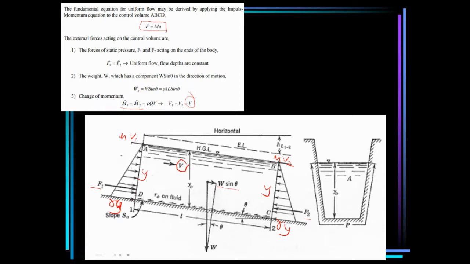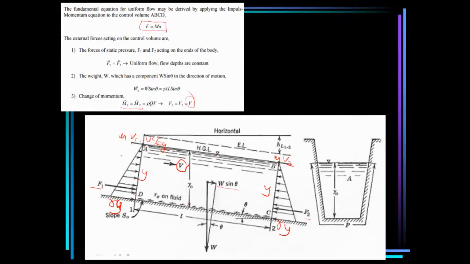And then talking about the energy grade line, the hydraulic grade line is simply the height of the water table, the height of the water surface. This is the hydraulic grade line. Then you have the energy grade line, which is when you now include the dynamic pressure. This depth is due to the static pressure, which is gamma y. And then you have the velocity head, v squared over 2g, which represents the dynamic pressure, which represents the kinetic energy. The static pressure represents the potential energy per unit volume.